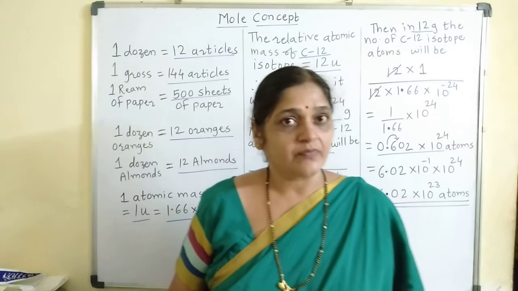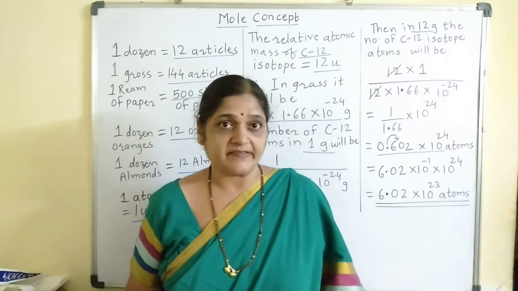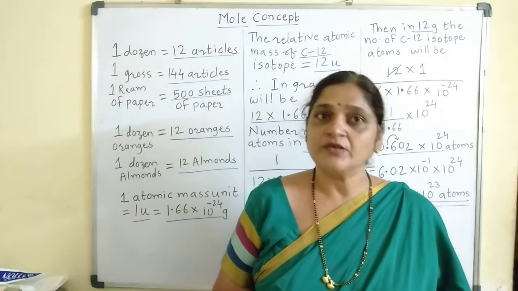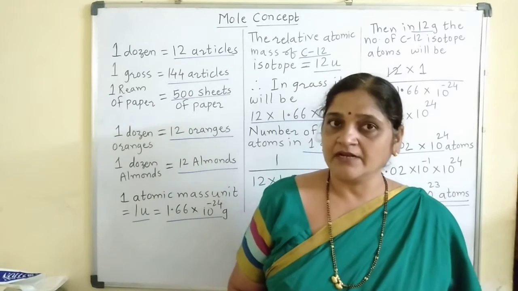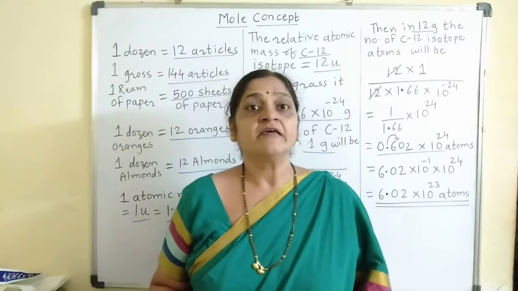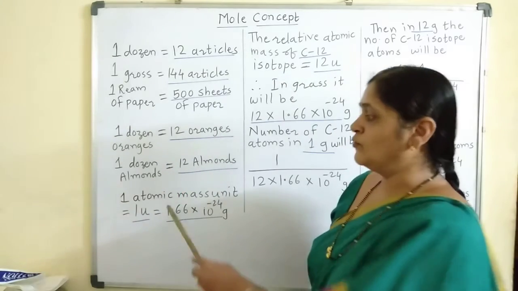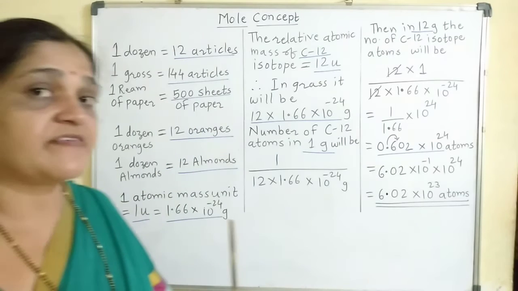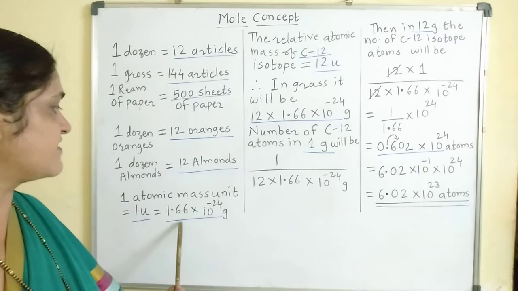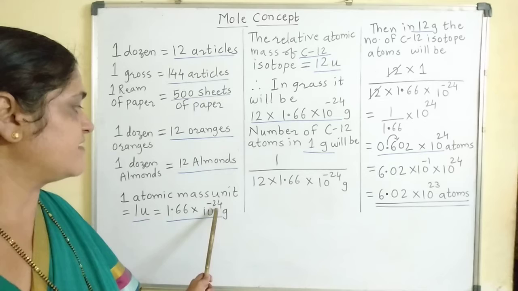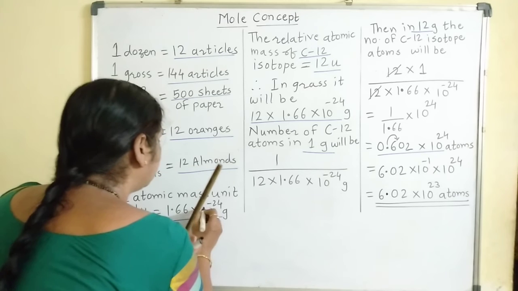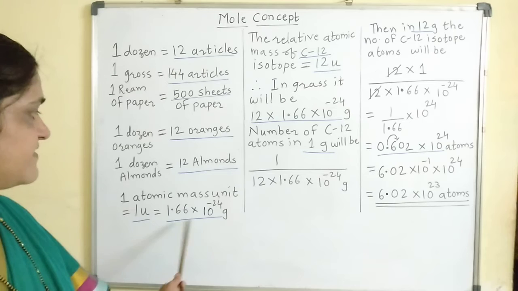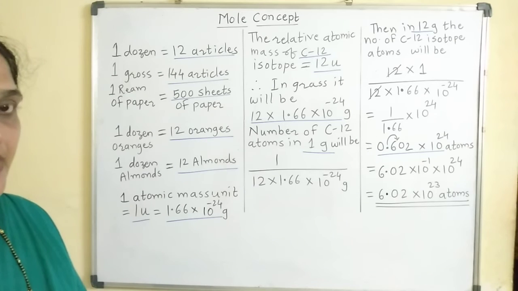Now you all know that the relative atomic mass of an element is expressed in atomic mass unit. An atomic mass unit is represented with the symbol u. So 1 atomic mass unit is equal to 1 u, and if it is expressed in gram, then it is 1.66 into 10 raised to minus 24 gram. So 1 atomic mass unit is equal to 1.66 into 10 raised to minus 24 gram, right?